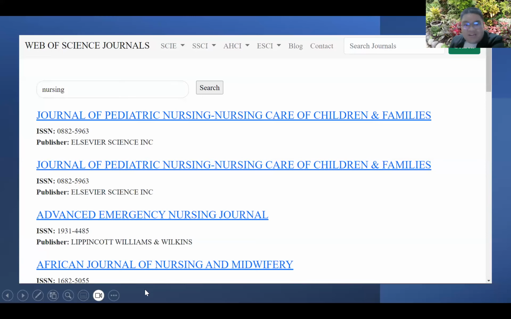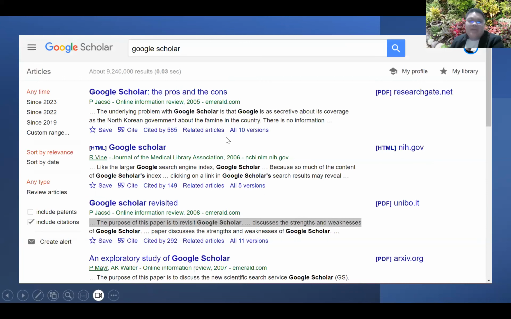Okay? So another one is Web of Science journals. As you can see, it's also a listing of the journals. And if you would try to look at it, there's a journal in pediatric nursing. There's a journal class in advanced emergency nursing. There's a journal in African Journal of Nursing and Midwifery. Basically, class, there are journals in several topics that we have in nursing. So that's how big, that's how vast our resources are when it comes to these nursing journals. Okay? And perhaps the most common that you have encountered, or the most common that comes out through your searches, is your Google Scholar.